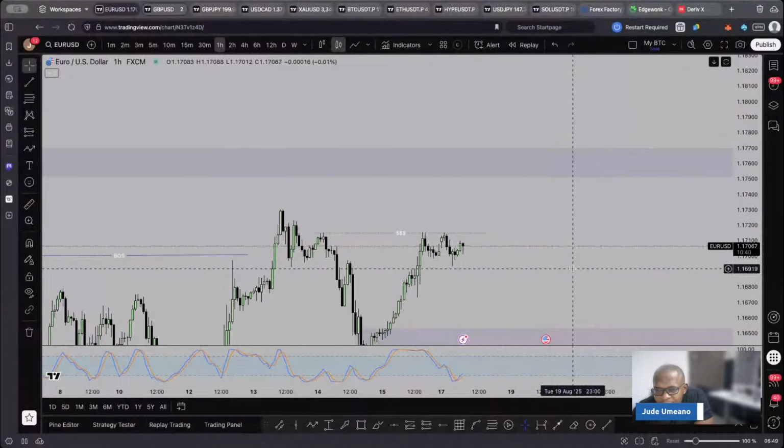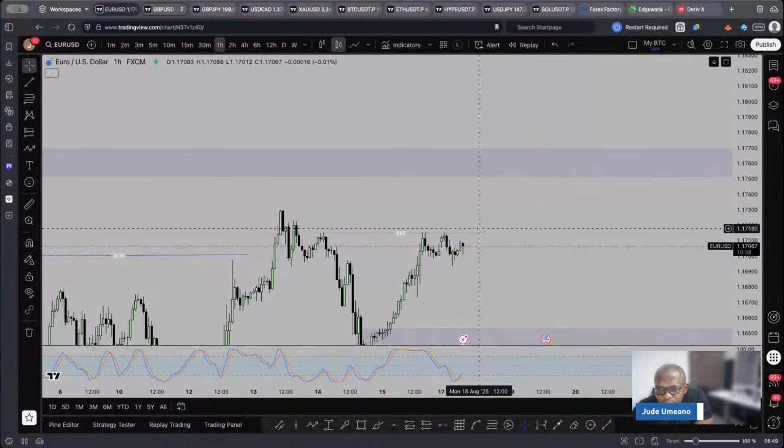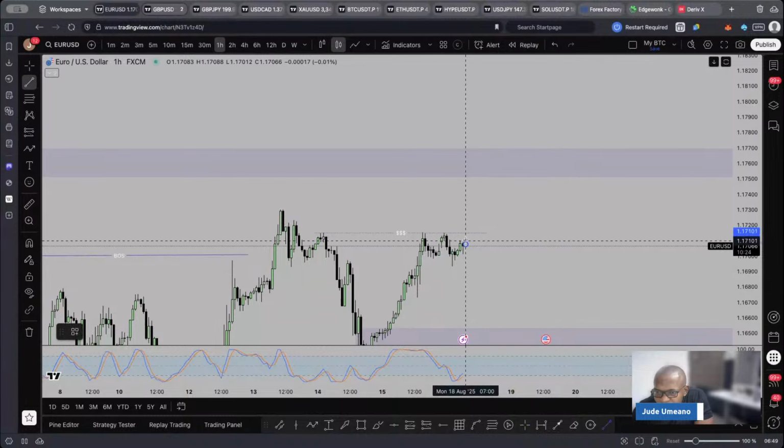So this simply tells me that, okay, if I have this liquidity swept with just a wick, so we have a wick this way sweeping this liquidity.